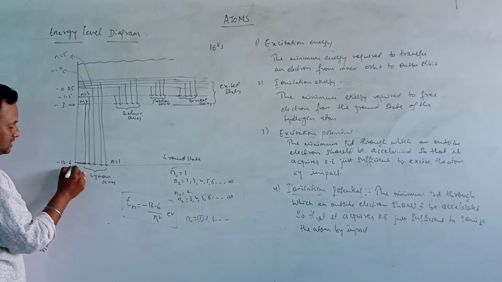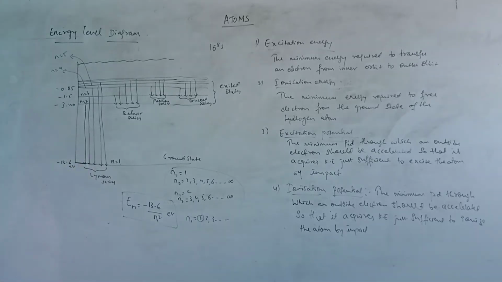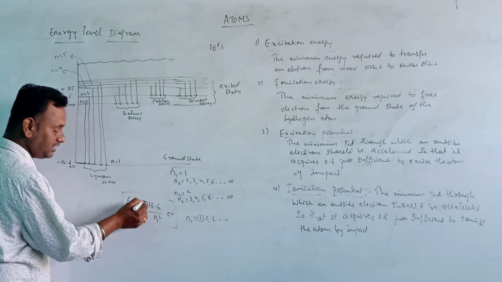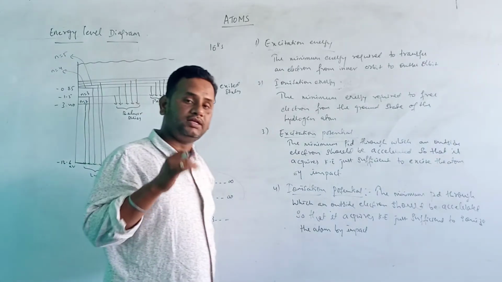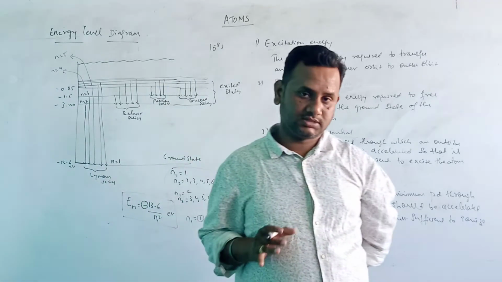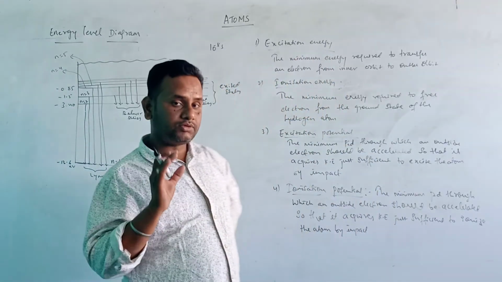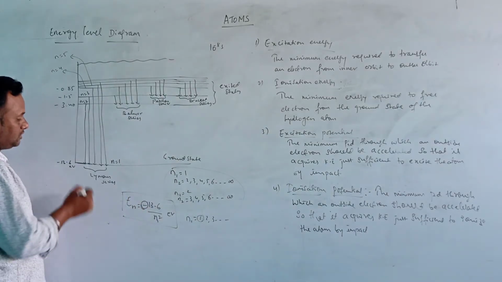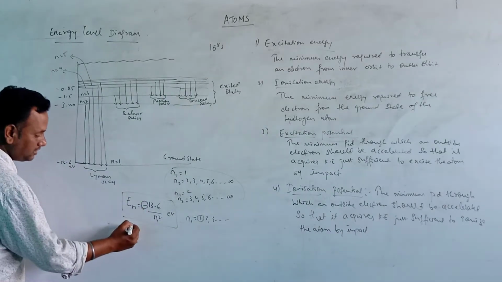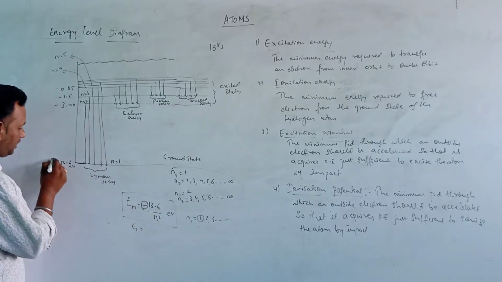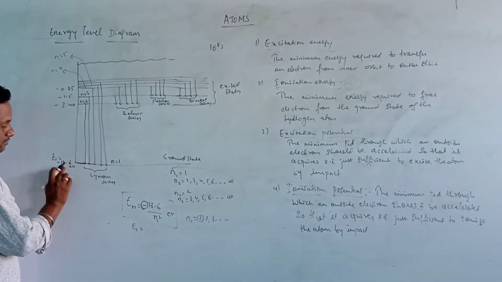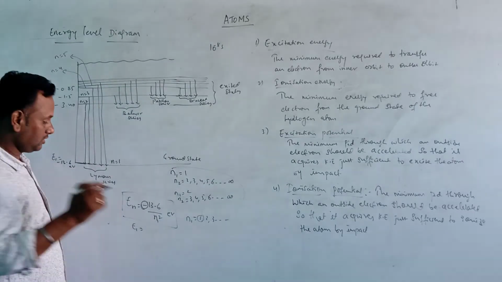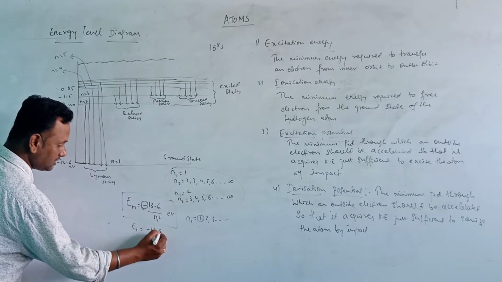Minus 13.6 electron volt. And I told you that in the formula, this negative sign indicates that the electron is bound to the nucleus. So E1 is equal to minus 13.6 electron volt, the first orbit energy.